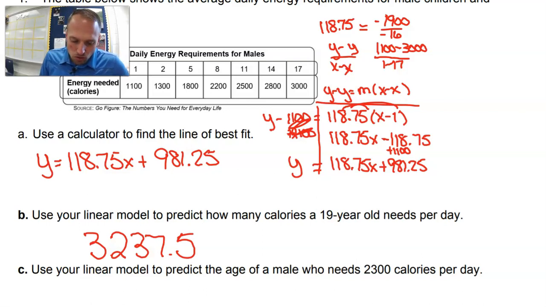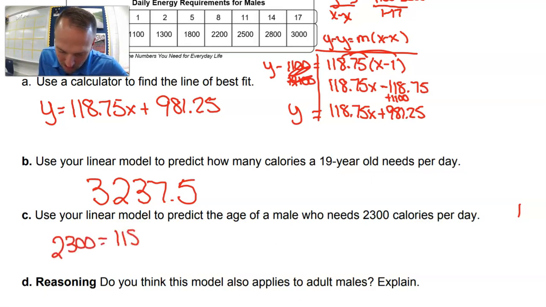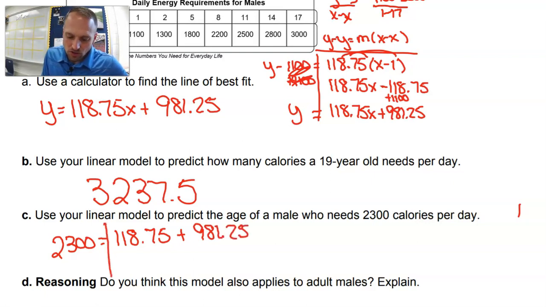Letter C, use your linear model to predict the age of a male who needs 2,300 calories per day. Okay, so this one's just going to be a little bit different. This time the 2,300, that's the calories, that's going to go in for y. So we're going to put in 2,300 is equal to 118.75x plus 981.25. Okay, so let's just solve this.